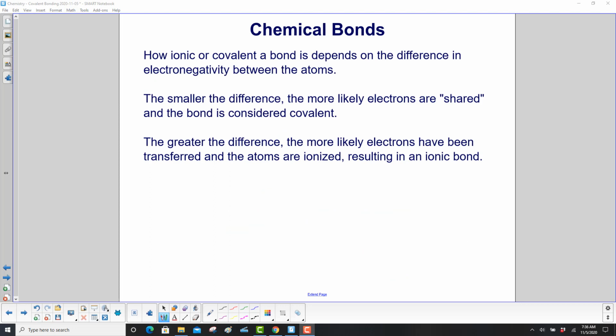How ionic or covalent a bond is depends on the difference in electronegativity between the atoms. The smaller the difference, the more likely electrons will be shared, and the bond will be considered covalent. The greater the difference, the more likely electrons have been transferred, and the atoms are then ionized, resulting in an ionic bond.